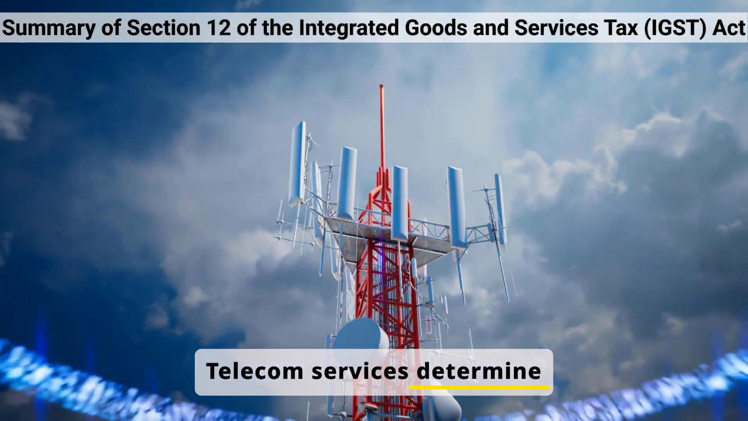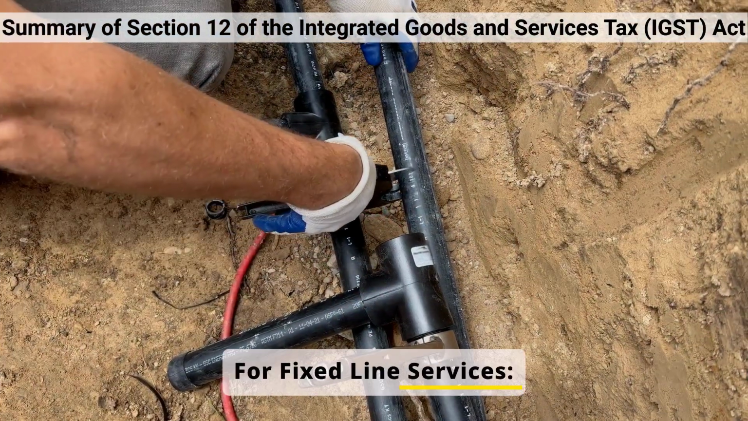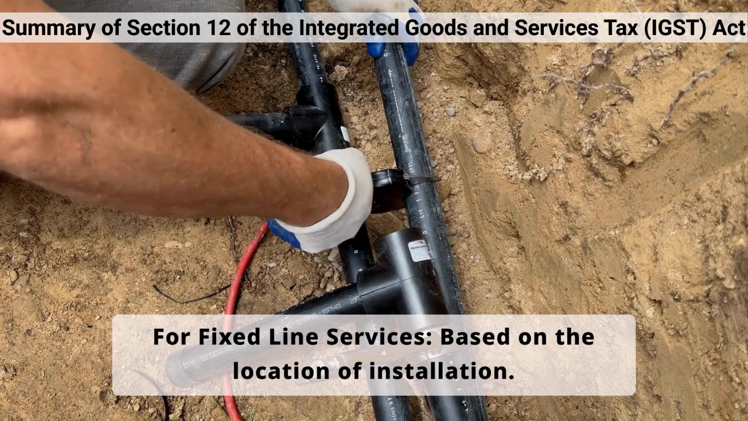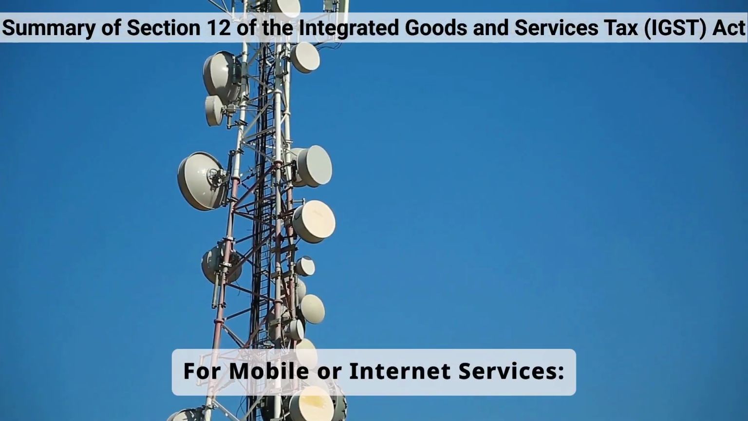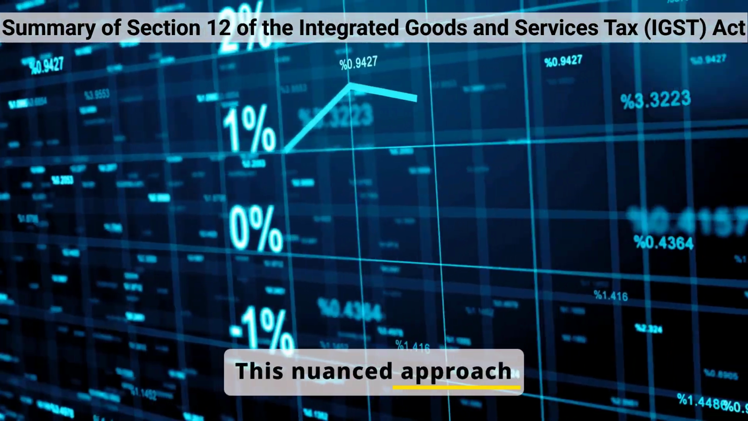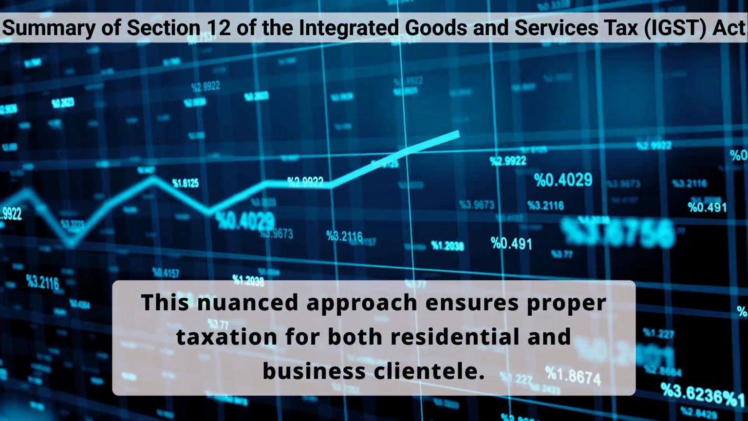Telecom services determine the place of supply as follows. For fixed line services, based on the location of installation. For mobile or internet services, based on the recipient's billing address. This nuanced approach ensures proper taxation for both residential and business clientele.